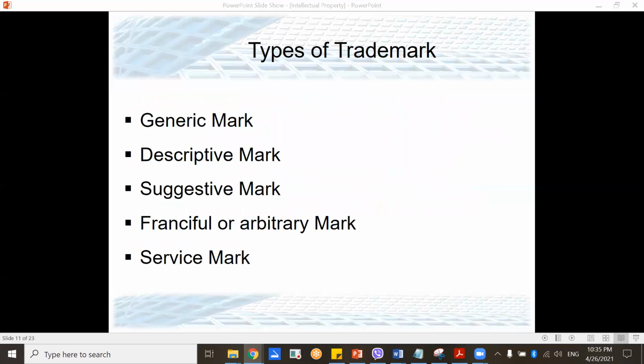Types of trademarks: there are many types. The main ones that we're going to discuss are the generic mark, the descriptive mark, the suggestive mark, the fanciful mark or arbitrary mark, and then the service mark.